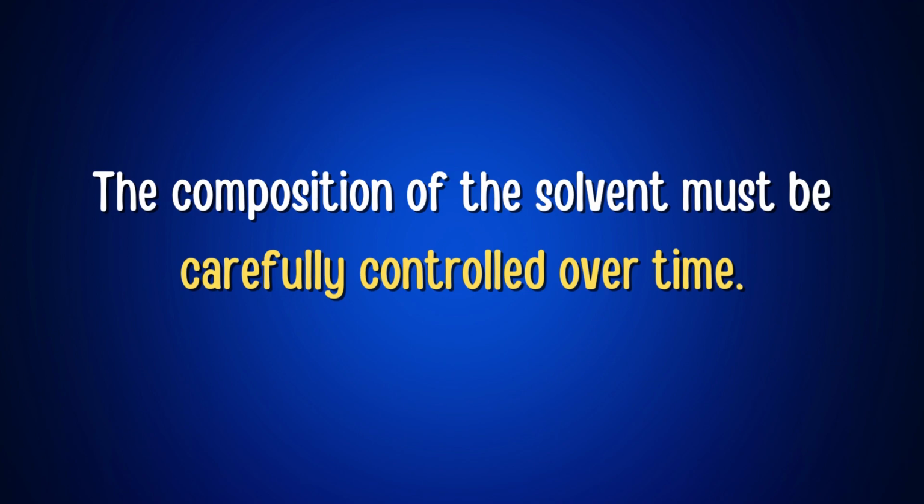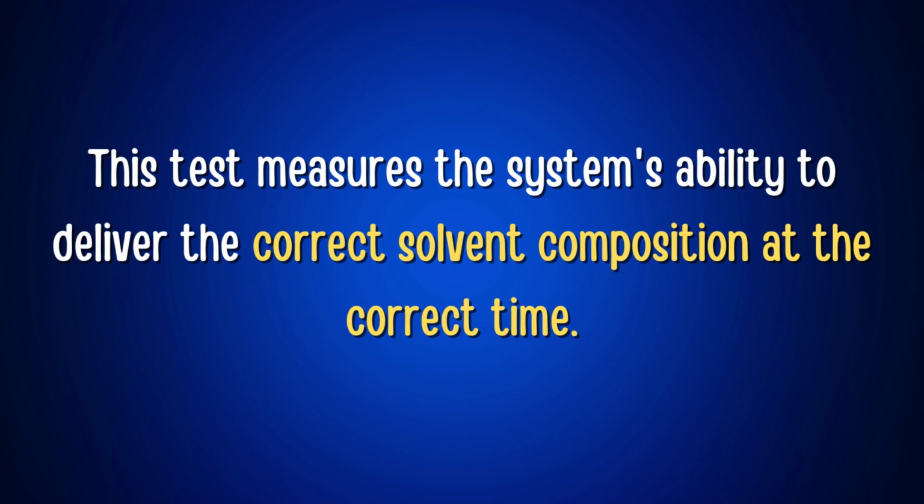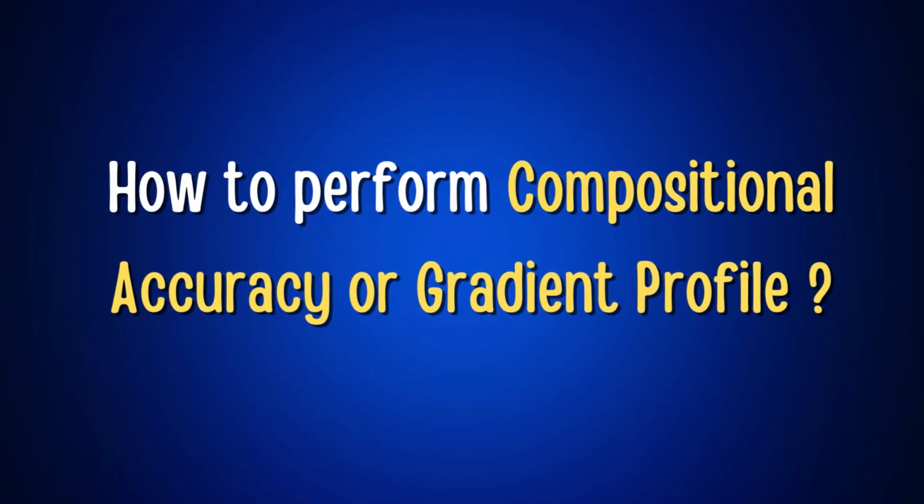To ensure accurate and precise gradient delivery, the HPLC system undergoes a compositional accuracy test. This test measures the system's ability to deliver the correct solvent composition at the correct time. Let's understand how to perform compositional accuracy or gradient profile.